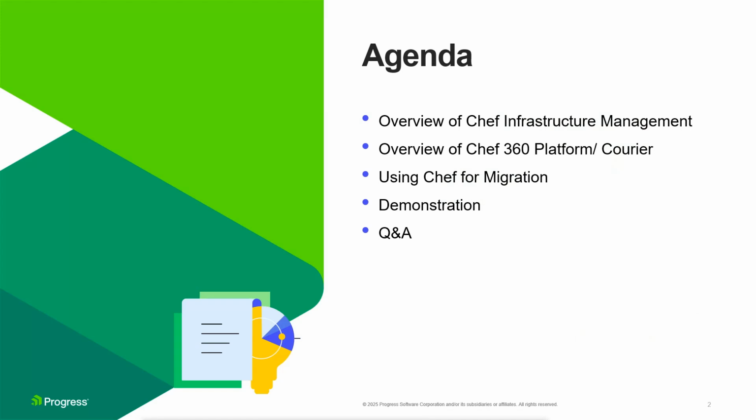So looking at today's agenda, I wanted to set the stage first before talking about migrations. I know we have many on the call today who may be new to Chef. So we'll start off with some overview of infrastructure management and how Chef delivers this. Then an overview of the Chef 360 platform and Chef Courier. This was a new offering that we released last year, which is all about orchestration. Very, very cool stuff. So excited to talk about that.